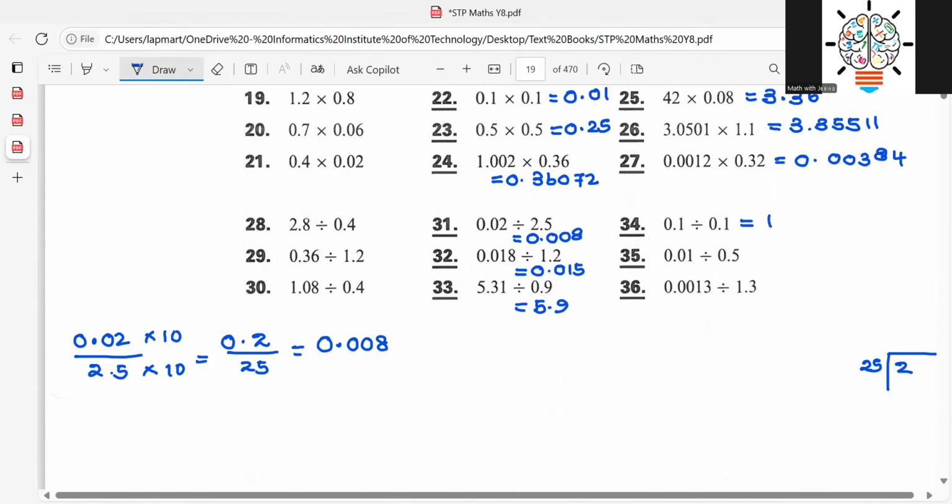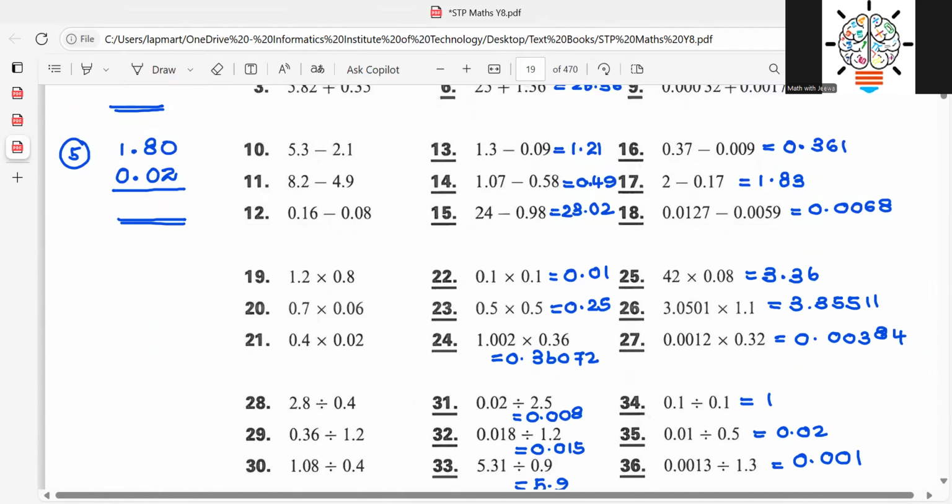It is very easy. 0.01 divided by 0.5, and it is 0.02. And 0.0013 divided by 1.3, the answer is 0.001. Right. So that is all about the homework answers.